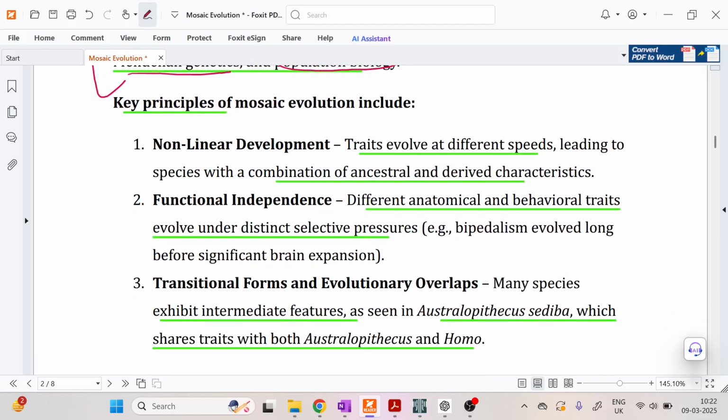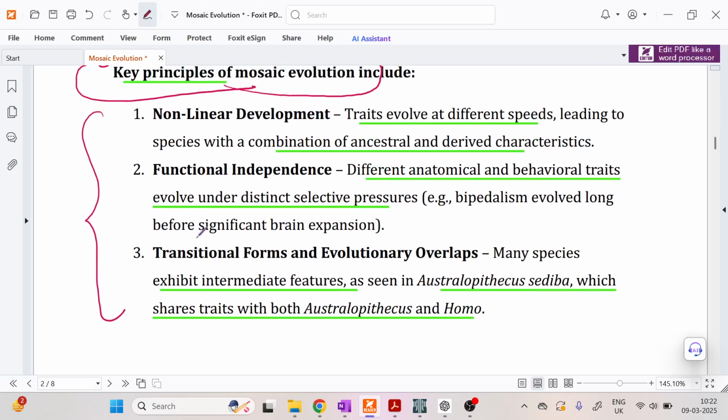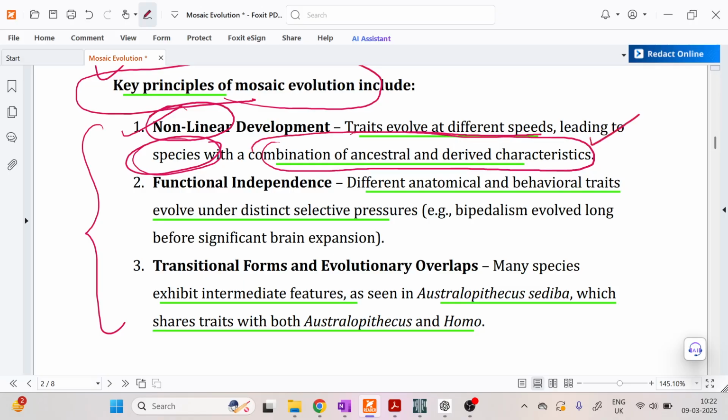Now, the key principles of mosaic evolution, which are very important from the perspective of the UPSC examination. The first principle is non-linear development, which is that evolution is in a non-uniform manner. Traits will evolve at different speeds, leading to transitional species, species with a combination of ancestral and derived characteristics. And this applies to us Homo sapiens too, that some of our characteristics are ancestral and some are derived characteristics.